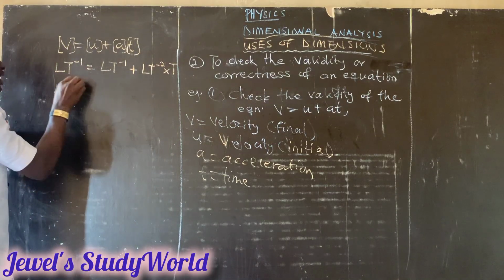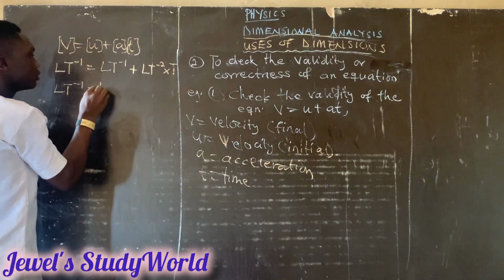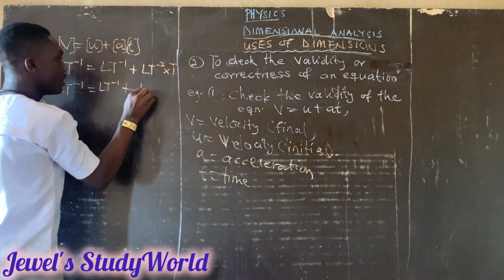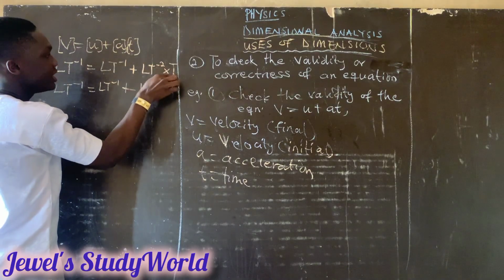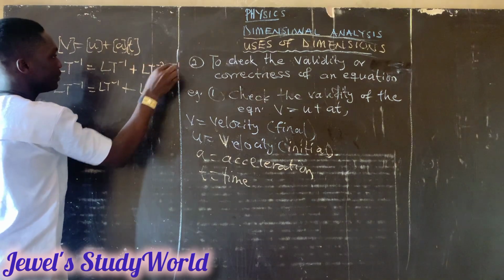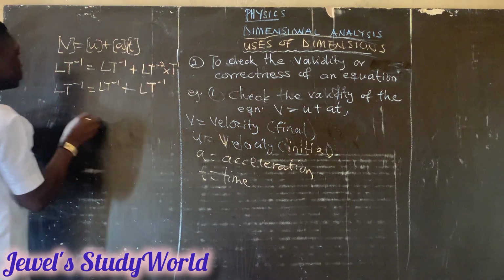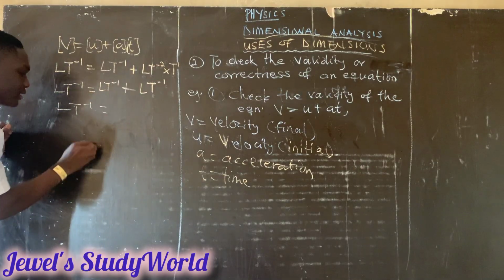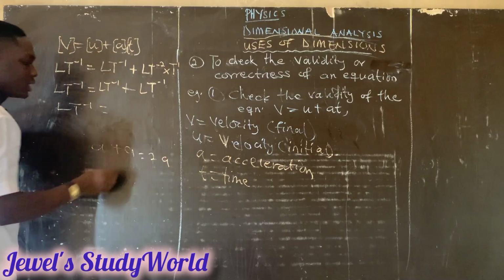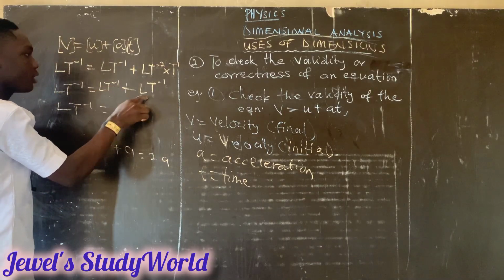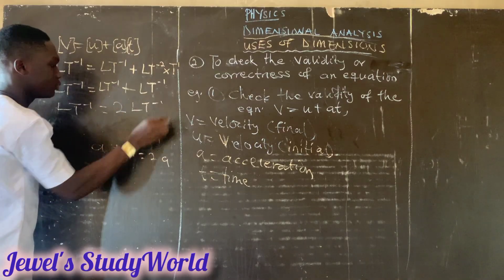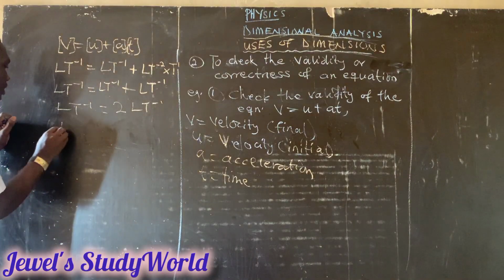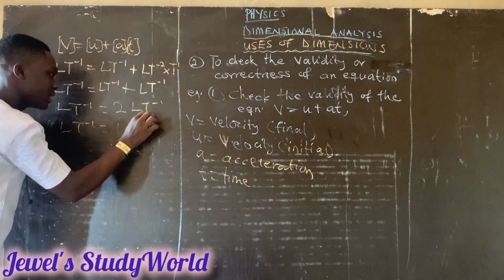So you have LT negative 1 equal to LT negative 1 plus L times T negative 2 times T. Here T negative 2, this T is power 1, so you have negative 2 plus 1 giving us negative 1. So you have LT negative 1 equal to LT negative 1 plus LT negative 1. If you have A plus A, it becomes 2A. The same thing, LT negative 1 plus LT negative 1 gives me 2LT negative 1. And since the 2 here is dimensionless, it has no dimension. So it becomes LT negative 1 equal to LT negative 1.